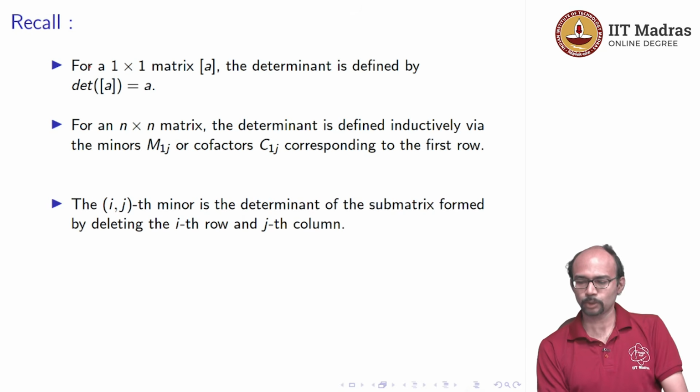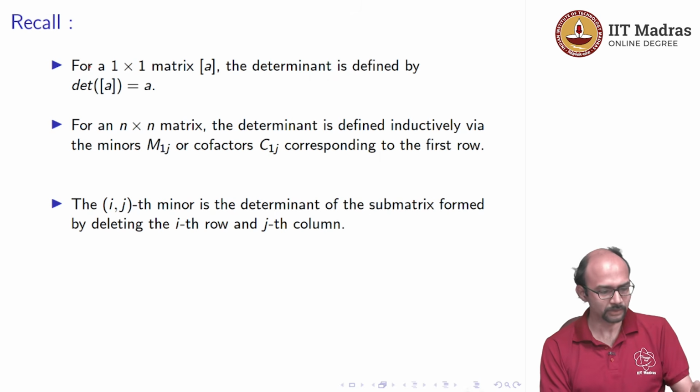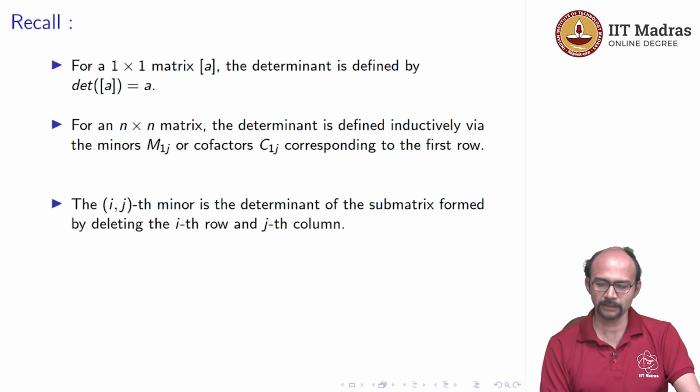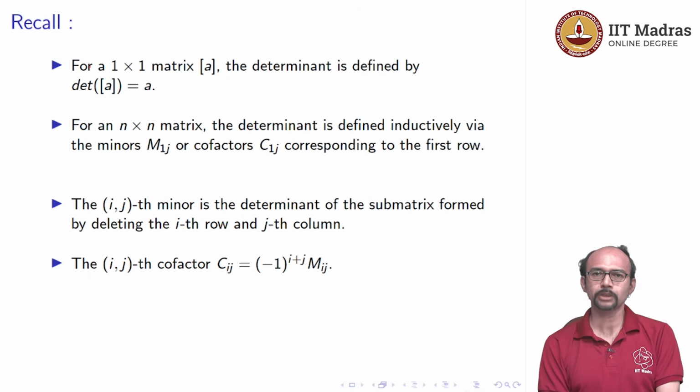Okay. So, just to recall, the ijth minor is the determinant of the submatrix formed by deleting the ith row and jth column. So, you have n rows and n columns, you delete the ith row and the jth column, and then you are left with an n minus 1 by n minus 1 matrix, and then you take the determinant of that. Okay. And the ijth cofactor is minus 1 to the power i plus j times the ijth minor.